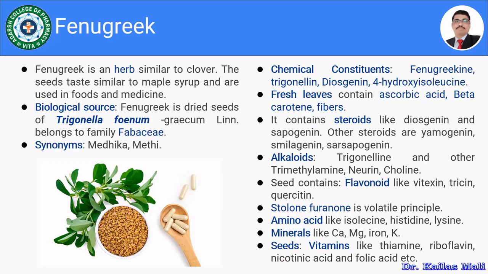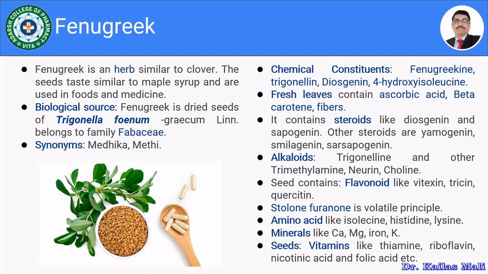Furthermore, it contains steroids like diosgenin and sapogenin. Other steroids are yamogenin, smilagenin, and sarsapogenin. So these are some of the steroids present in the fenugreek. The alkaloids like trigonelline and others like trimethylamine, neurine, and choline are present in the fenugreek. So these are the chemical constituents present in the leaves. That is, leaves comprise certain steroids and alkaloids.